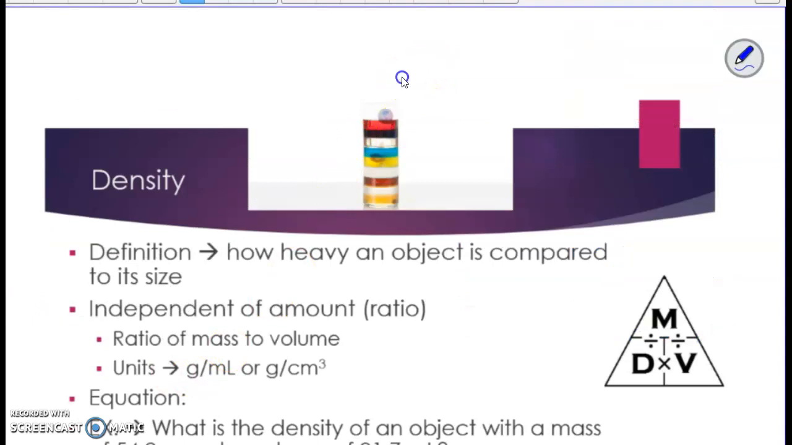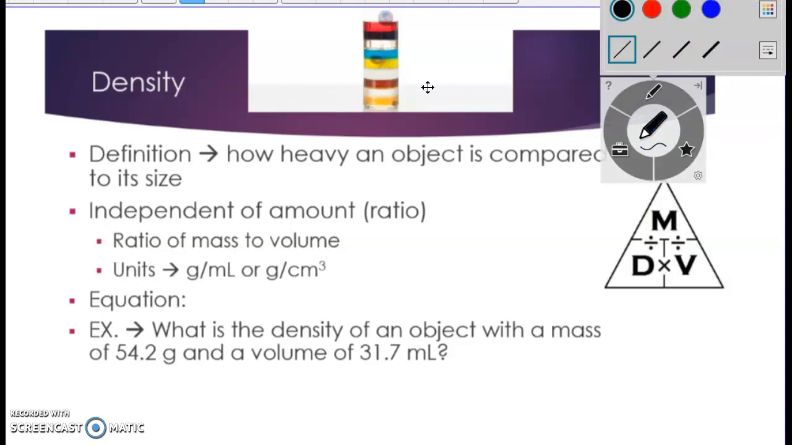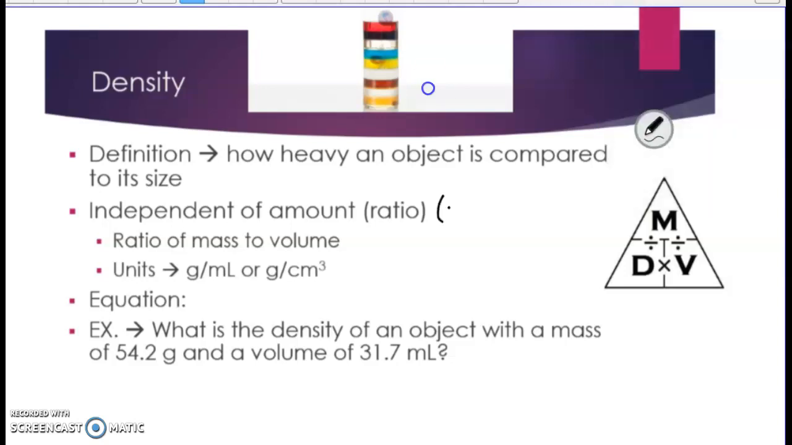The last part of the chapter is directly related to density and specific gravity. Density is defined as how heavy an object is compared to its size. It's independent of amount, so we like to say that it's an intensive property. Intensive means independent. It's a ratio of mass to volume, and its units are grams per milliliter or grams per cubic centimeter. Again, hopefully this is something you've seen before.